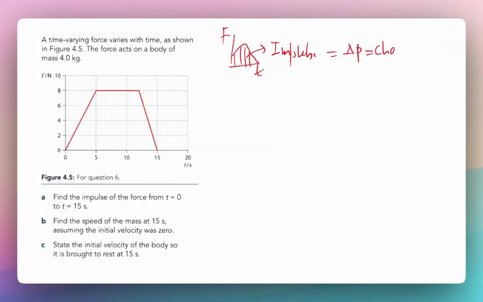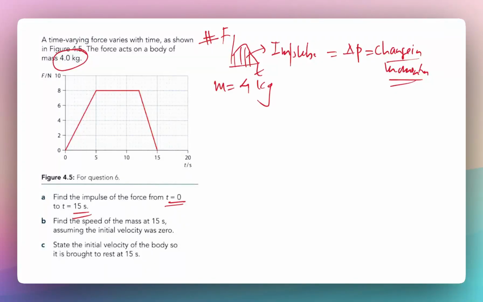Okay, change in momentum. So if you know this, this question will be pretty straightforward, and we'll be able to get to the answer very quickly. So let's start. A time varying force varies with time, right? So it's a variable force. The force acts on a body of mass 4 kg, so m is given to be 4. So I'm going to just write it down, right? And then a graph is given. Find the impulse of the force from t equal to 0 to t equal to 15.